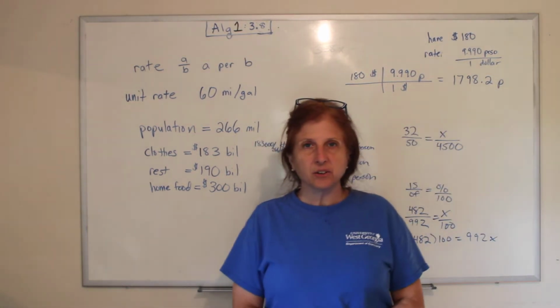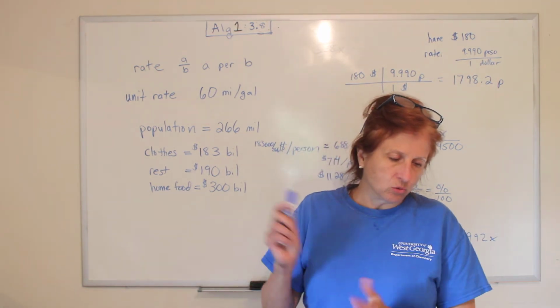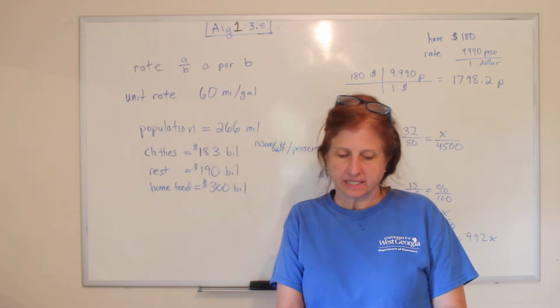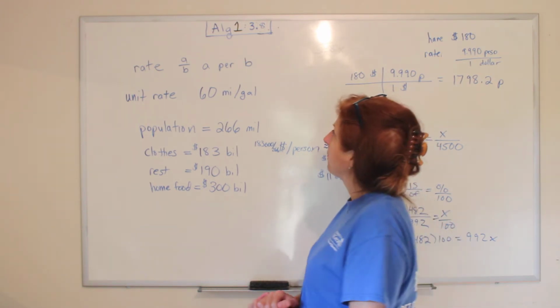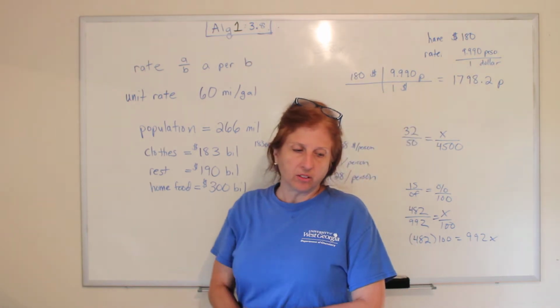Welcome back to Algebra 1, Chapter 3. This is called Rates, Ratios, and Percents. Now, this is section 3.8 if you're following along in the book.